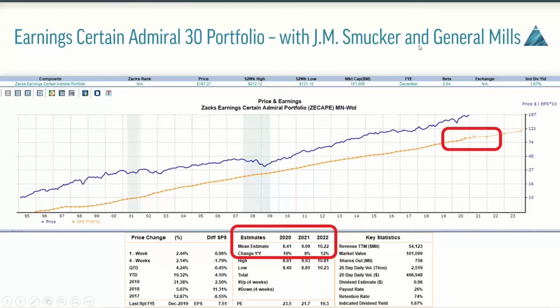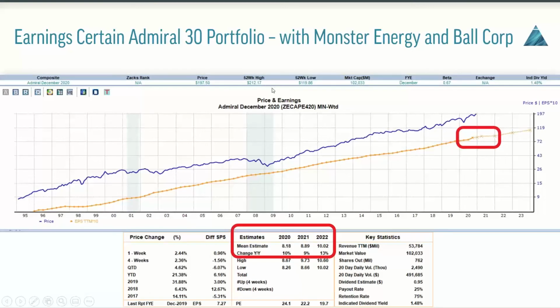So this is the earnings certain Admiral 30 with J.M. Smucker and General Mills. 10, 8, 12% growth. This is the way it stood prior to the changes. And you can see this uptick in growth here, and then we normalize out. And then when we look at the earnings certain Admiral with Monster Energy and Ball Corp in its place, you can see we go from 10 to 9 to 13. So we're going to smooth out that trajectory. And those two stocks out of the 30 will actually help to continue this historic trajectory of nearly 12% growth that the Admiral has had for roughly 25 years. And that's a least squares growth rate, okay.